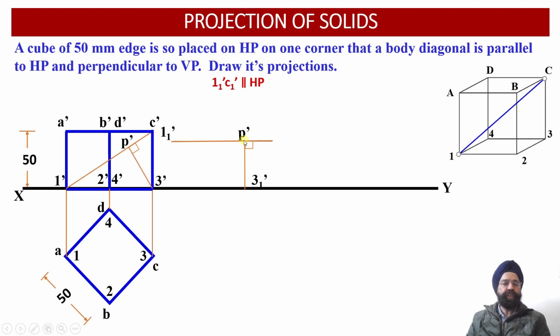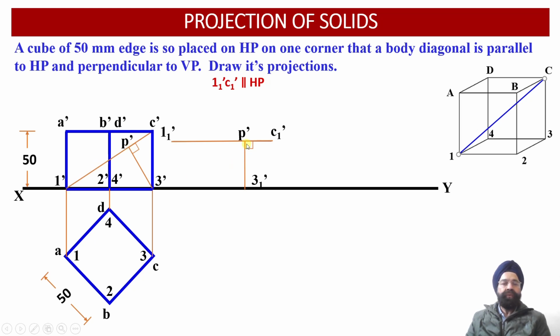So having obtained this point P dash, we know that 1 1 dash and C1 dash will be perpendicular to this vertical distance. Now how much will be the distance between P dash and C1 dash? It is the same distance as P dash and C dash. So on this perpendicular projector line we mark this distance: P dash C1 dash is equal to P dash C dash, and similarly the P dash 1 1 dash distance will be equal to the P dash 1 dash distance.